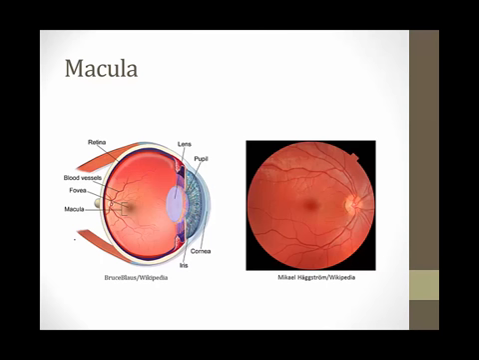As I mentioned at the beginning, the macula is an oval-shaped portion of the retina. It contains the fovea, and it's responsible for our high-definition color vision. You can see the macula on fundoscopic exam. It's a red circle off to the side of the optic disc.